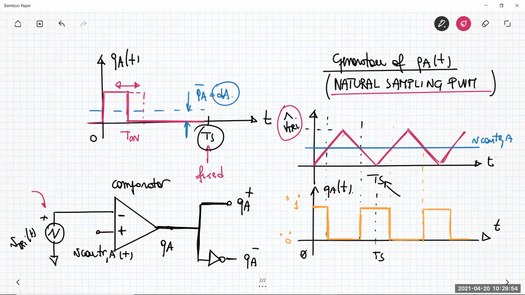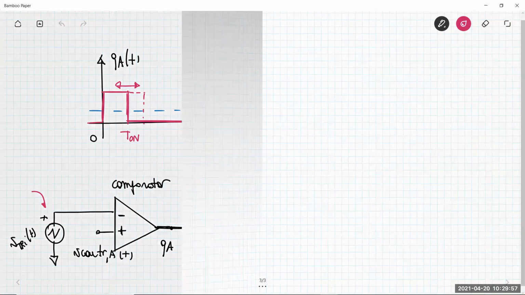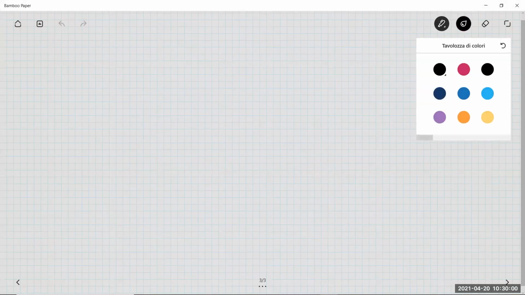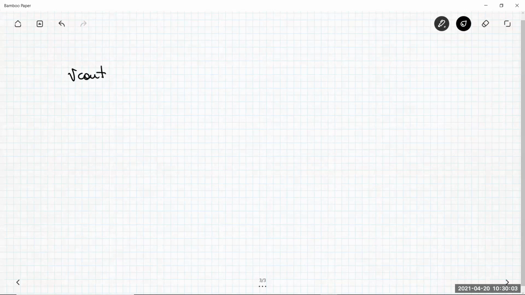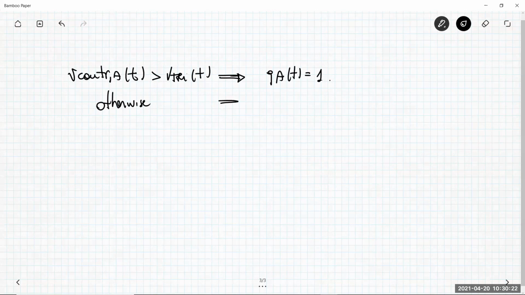So we can say that this modulation can be simply described by saying that when the control voltage A is larger than the triangular voltage, then the unit switching function is 1. Otherwise, the unit switching function is 0. Okay, this is the rule by which you can have this generation.